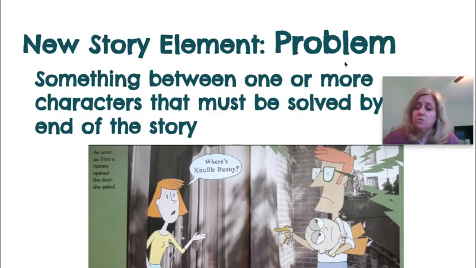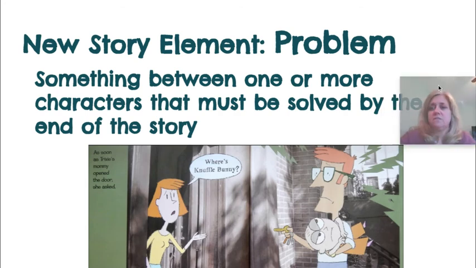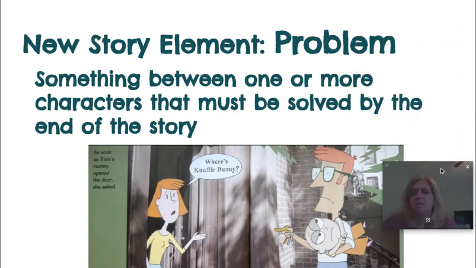So, the new story element we have for this week is, I'm going to move me so you guys can see better. I'll put you down here. Is the story element of problem. And a problem in a story is something between one or more characters that must be solved by the end of the story. And the problem is the juicy part of the story. That's what makes it exciting. And when authors think of clever problems, it makes you want to read those books.